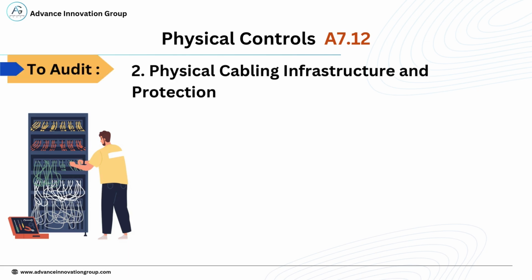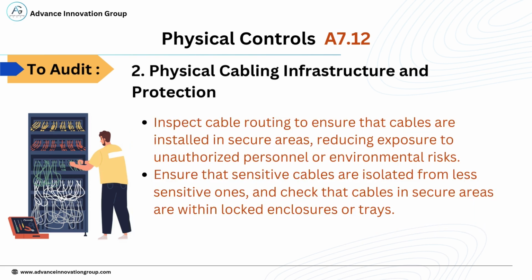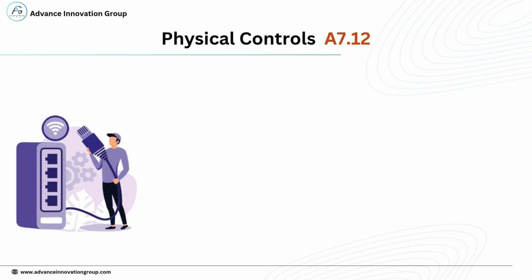Physical controls A 7.12 audit. Second, physical cabling infrastructure and protection. Inspect cable routing to ensure that cables are installed in secure areas, reducing exposure to unauthorized personnel or environmental risks. Ensure that sensitive cables are isolated from less sensitive ones, and check that cables in secure areas are within locked enclosures or trays.